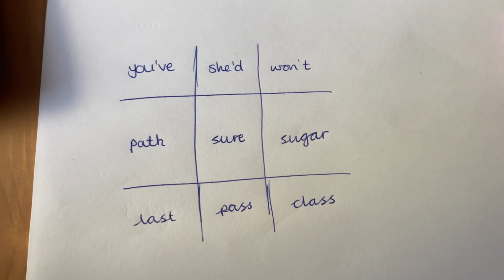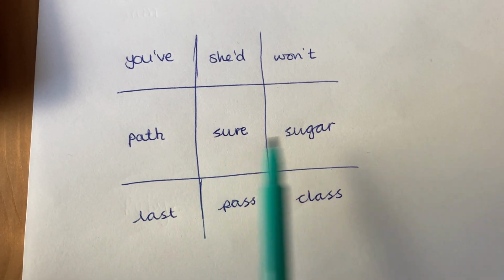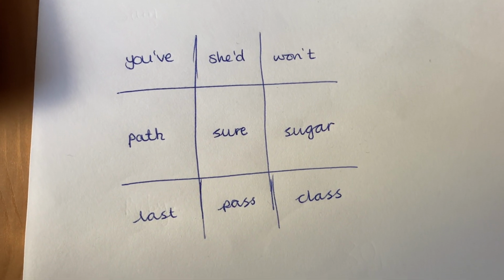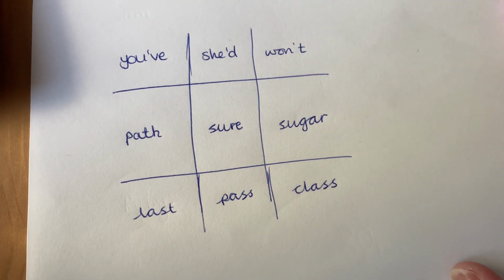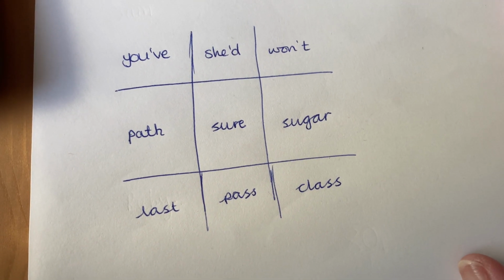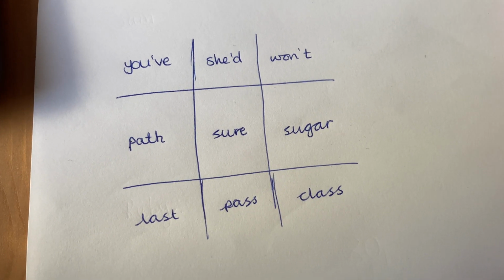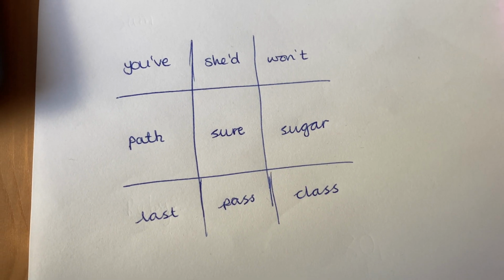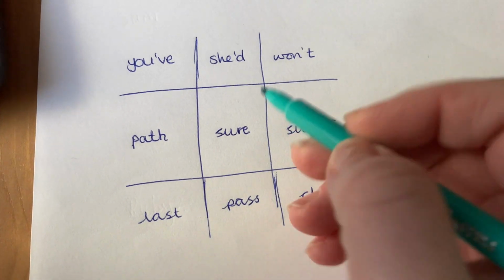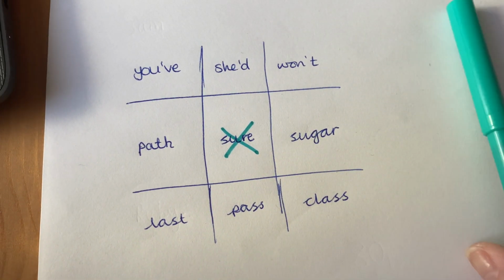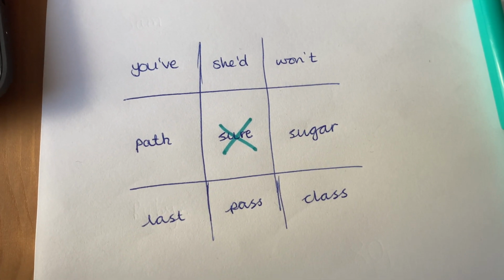Noughts and crosses with read words. So as you can see, I've written some read words in each section of my noughts and crosses grid, and now I'm going to play noughts and crosses. You might want to do it with a grown-up or a sibling, but you need to make sure you say the word correctly before you're allowed to put your nought or cross in. I'm going to start with shore, so I can cross that one out. And then someone else will have a go, and it's their turn to pick one.